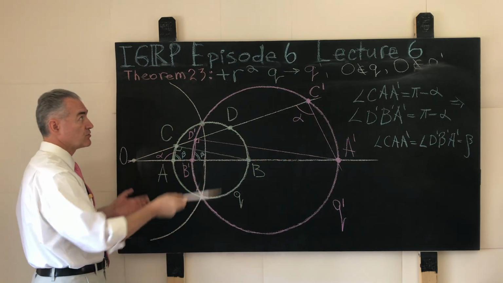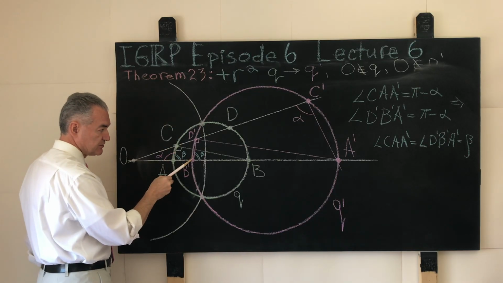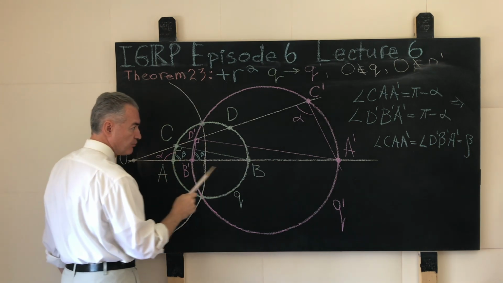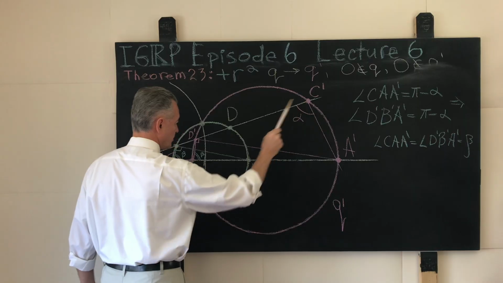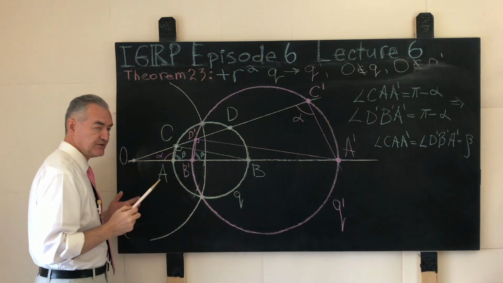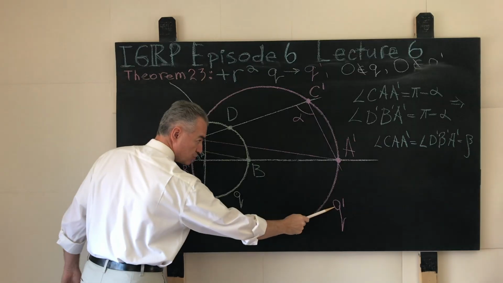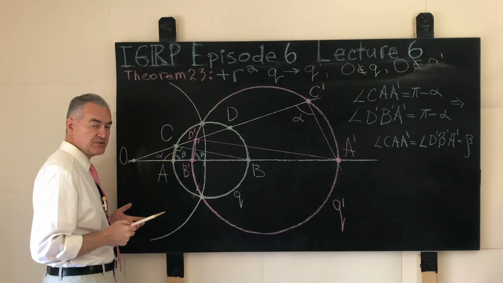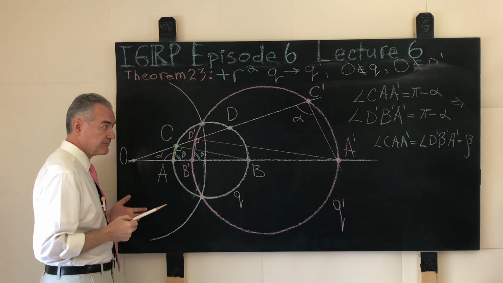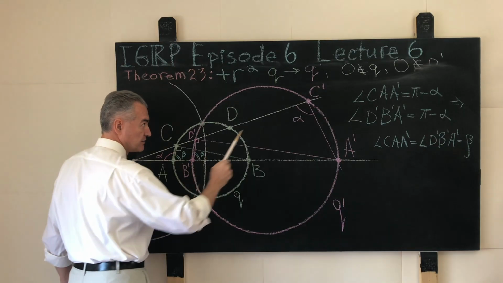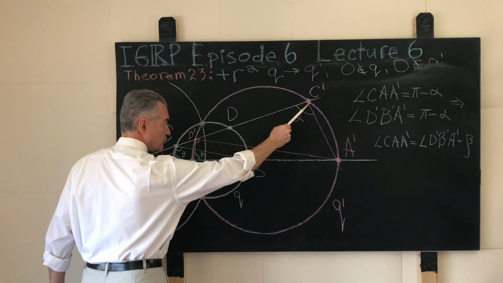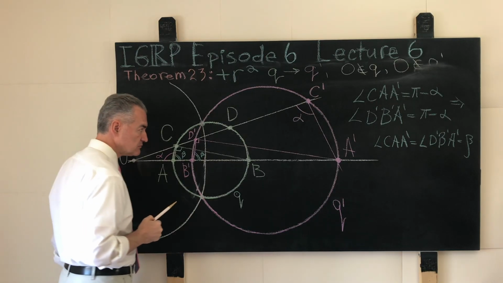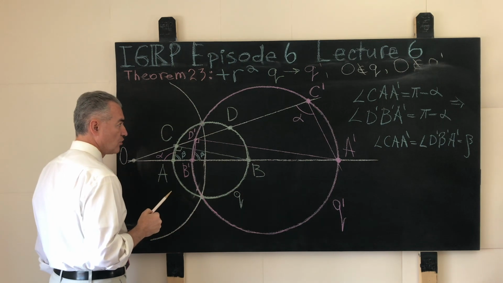By construction, based on theorem 23, we see that this quadrilateral must be cyclic. In other words, the points of interest A prime, C prime, D prime, and B prime all sit on one and the same circle, Q prime. And what does that mean? That means that the sum of the magnitudes of the opposite angles in this quadrilateral must be pi.